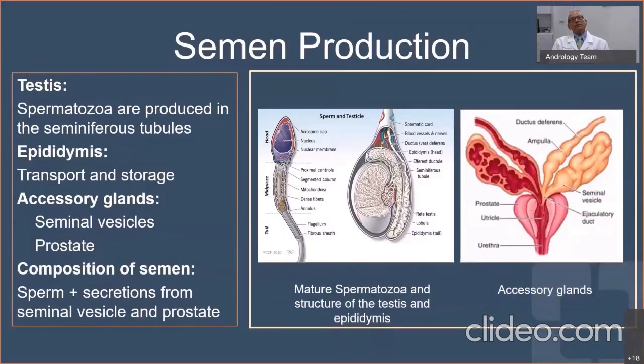Before we dive into the semen analysis, it's very important to give you an overview of how the semen production occurs. Spermatozoa are produced in the seminiferous tubules of the testes. They are transported in the epididymis, where they are stored. And at the time of ejaculation, they combine with the secretions of the seminal vesicles and the prostate, which are the accessory glands. And this comprises the composition of the semen sample. On your right, you can see the view of the mature spermatozoa as well as the testes and the epididymis. And on the extreme right are the seminal vesicle and the prostate. Next slide, please.